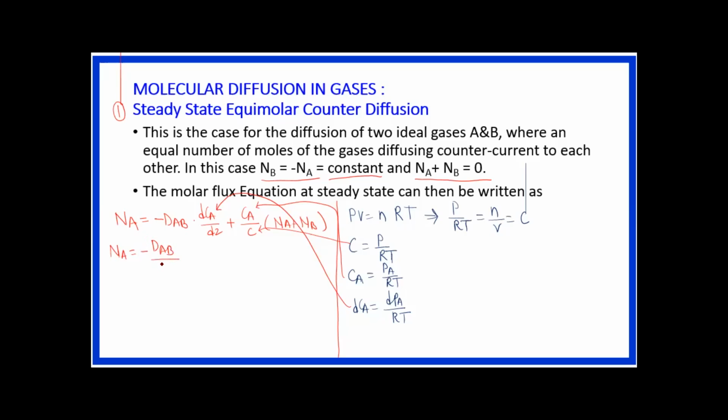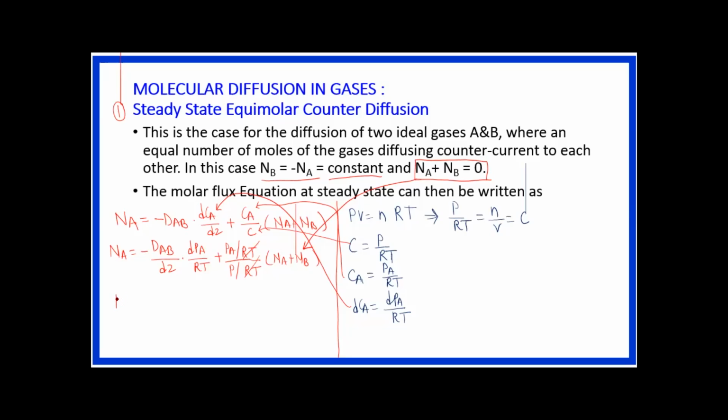minus DAB upon dZ. So this dCA is going to be replaced by dPA by RT, plus now this CA is going to be replaced by PA by RT. Now this C is going to be replaced by P by RT, into NA plus NB. So this RT gets cancelled, and as this is the steady state equimolar counter diffusion, this NA plus NB equal to 0. So this bracket becomes 0, and 0 multiplied by anything becomes 0.